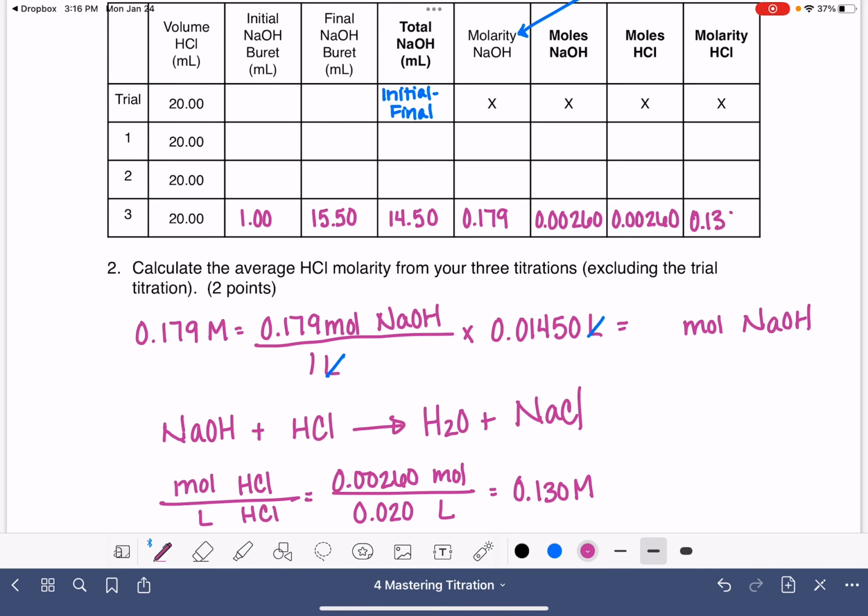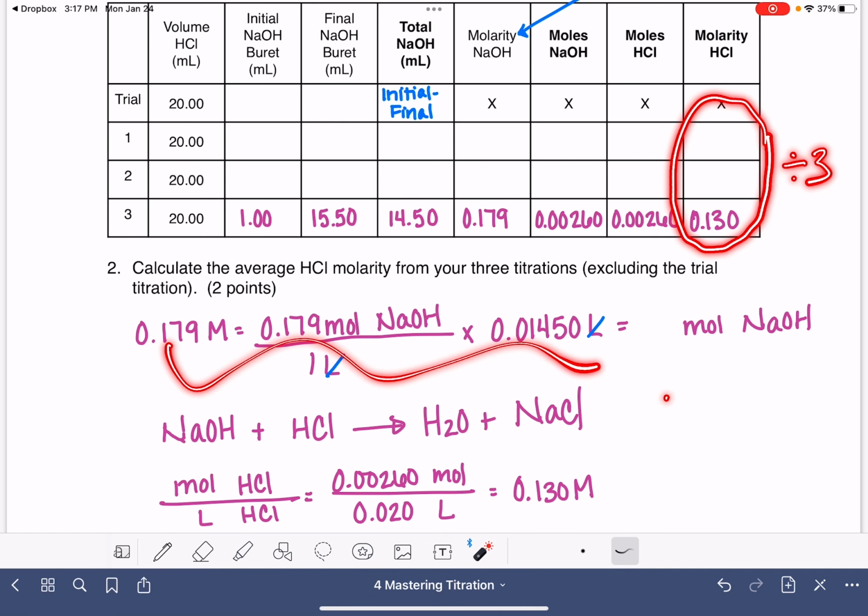Now in your question number 2, it wants you to calculate the average HCl molarity. I used this spot to write this work. So you're just going to add these 3 numbers up and then divide by 3. You're going to show that work here, and that'll be your average.